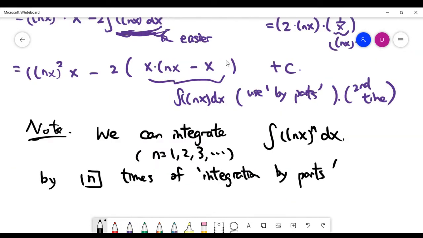So please look at the note in the black color. I claim that we can always integrate all the functions which look like the function ln x to the power n. And the way to do it is to use the integration by parts formula n times, depending on the value of n. For example, in the current problem we just did, the n is 2. That's why we needed 2 times of integration by parts. If the n is bigger, let's say n is 5, then you have to use 5 times of integration by parts to get to the final answer. And every time you do the integration by parts once, the power of n is reduced by 1, and at the end, you should be able to solve it. And that's the note I can make for such type of integral, and we can look at more problems.